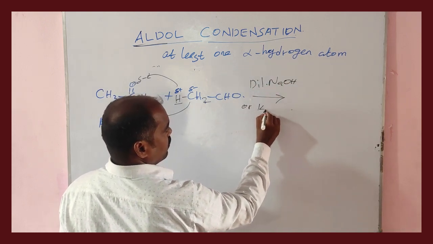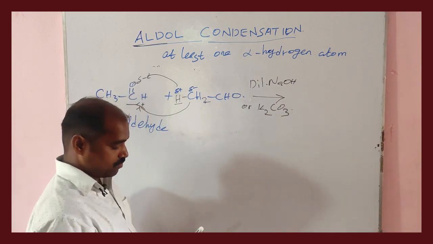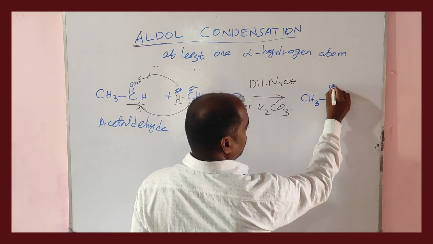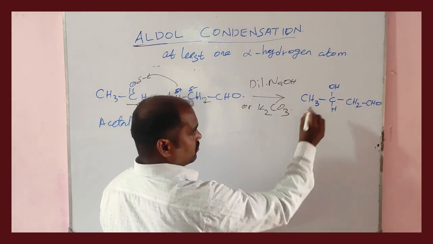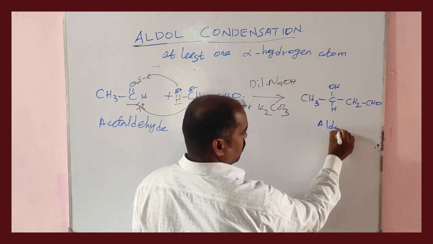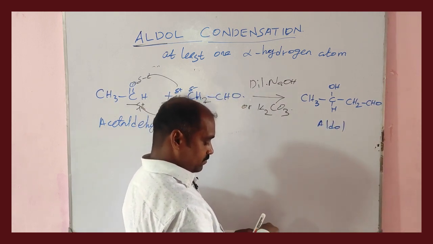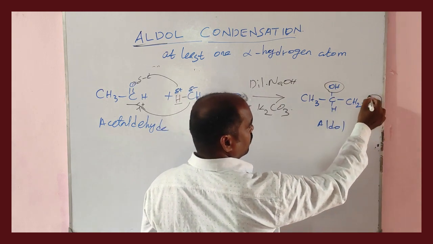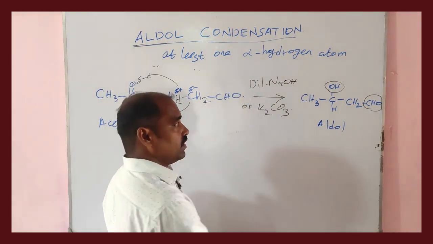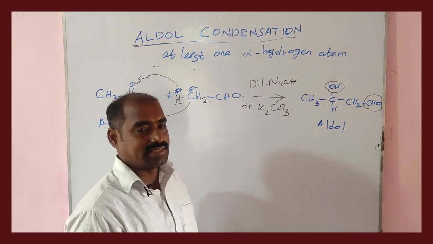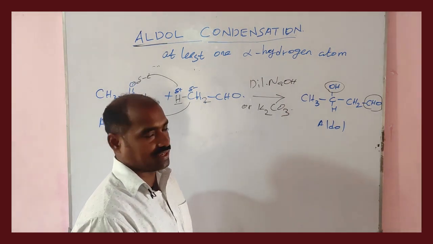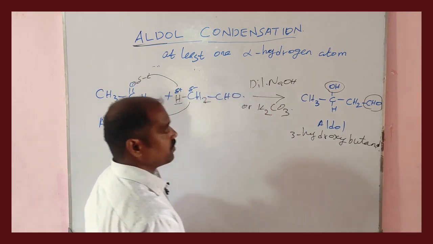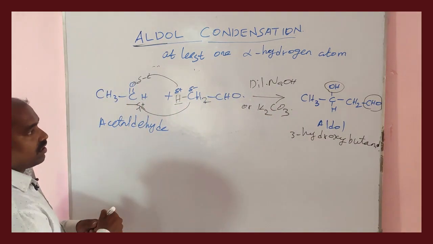So here, using dilute NaOH or K2CO3, potassium carbonate, you get CH3CH(OH)CH2CHO. So this is the aldol. Look here: this is the OH group, the alcohol group, and here the aldehyde group. The aldehyde is the main functional group, and the hydroxy group is considered as a prefix. So 3-hydroxybutanal. Okay.